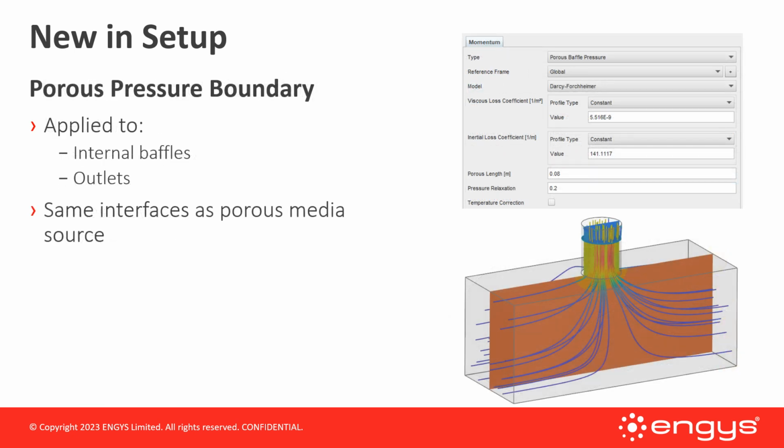A new porous pressure boundary condition has been added which can be used for both inlet and outlet boundaries. The porous pressure condition calculates the pressure using the user-specified loss coefficients.